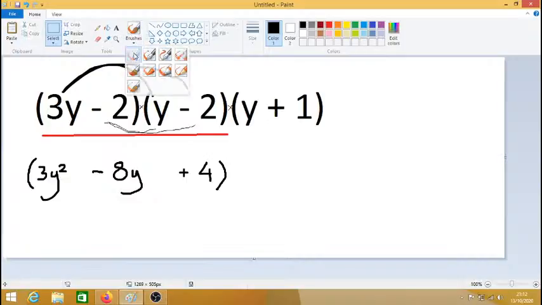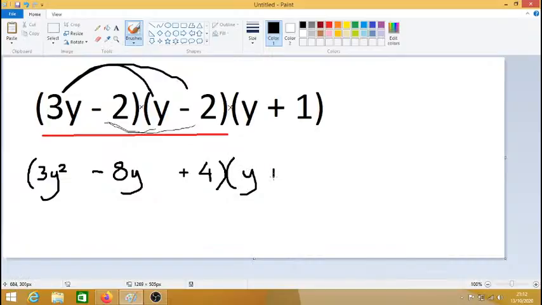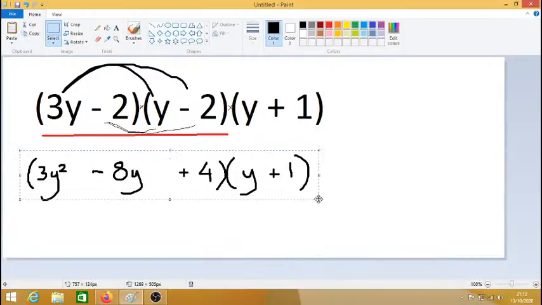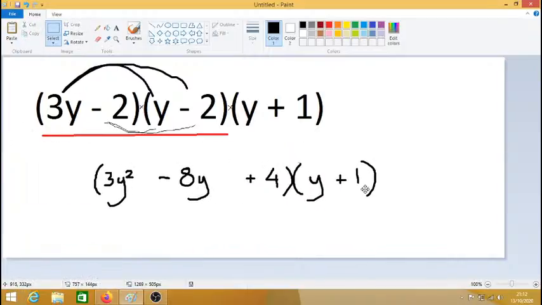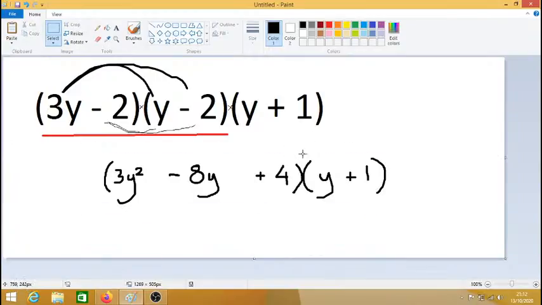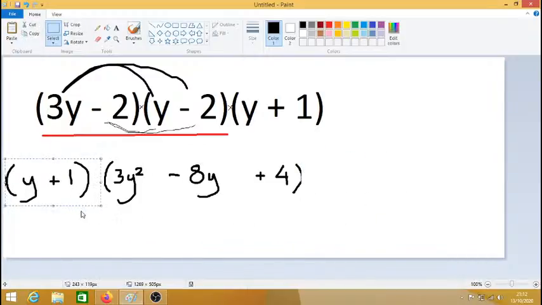And now I remember that I've still got to times by y plus 1, so I'm just going to bring my y plus 1 to join at the end. And now if you remember from last time, I said it's normally easier to get the smaller bracket at the front. You don't have to. You should still be able to get the right answer either way, but just to make it easier, especially as this is your first time watching this, let's get that short bracket at the front.